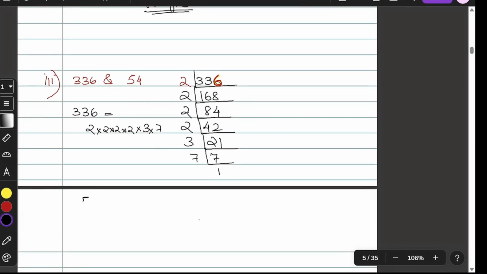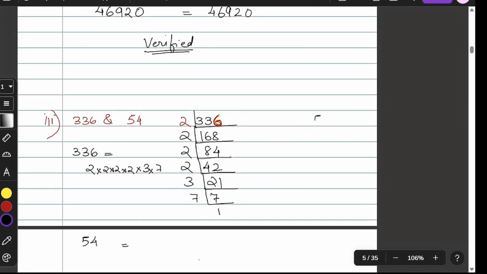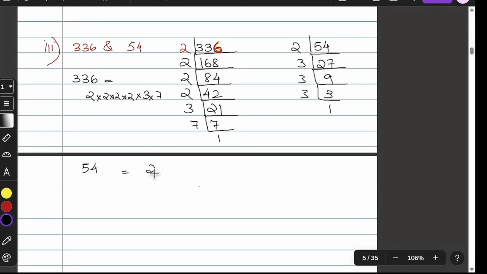Again, I have to find my factors for 54. What are the factors for 54? 54 I can divide using the 2. What I will get? 27. 27 is divisible by 3. 9. Again 3. 3, 1, right? 2 into 3 into 3, correct?